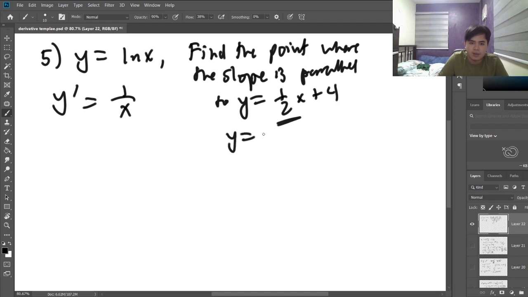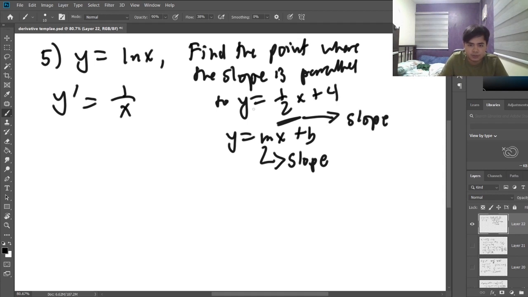So this should be the slope. y equals mx plus b, where m is the slope. Right? So in here, with 1/2 x, 1/2 is the slope. So this needs to be 1/2. And it's pretty easy what x needs to be here. x is 2. So x is 2, and then what's the value of y?